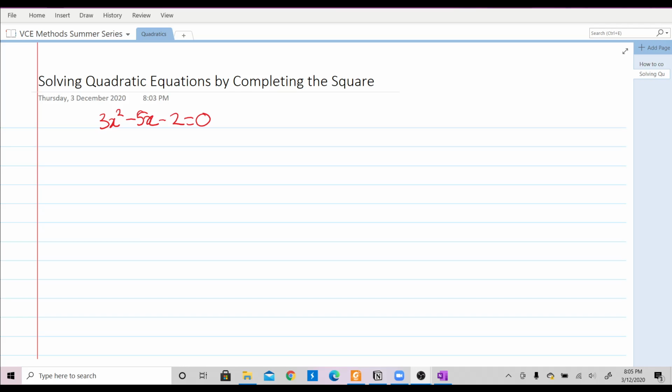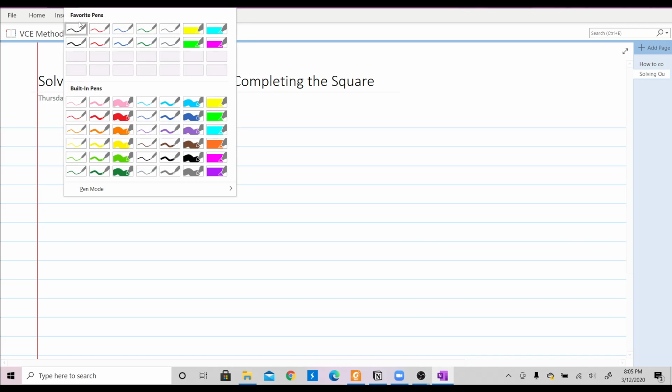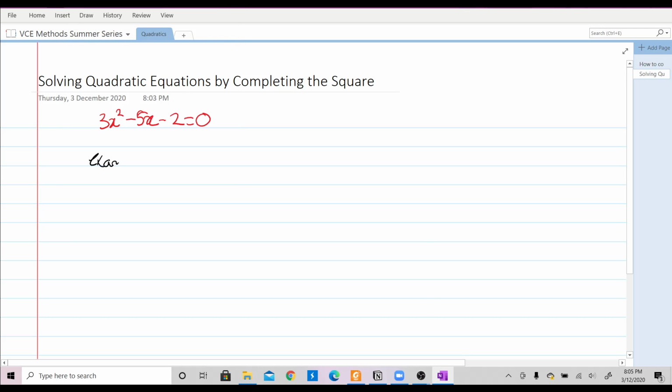So at the end of this video we'll be able to solve equations like 3x squared minus 5x minus 2 equals 0 using completing the square. To start, we'll start with a simpler example. Let's start with example 1.